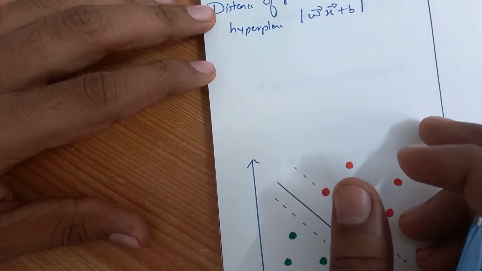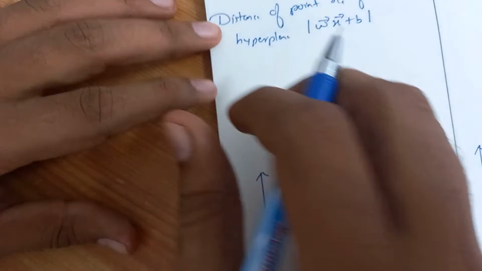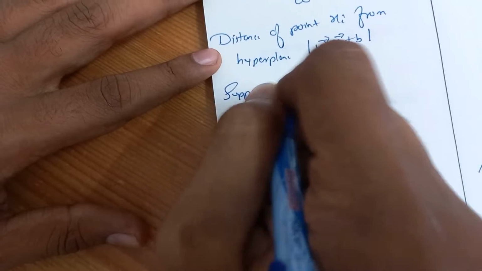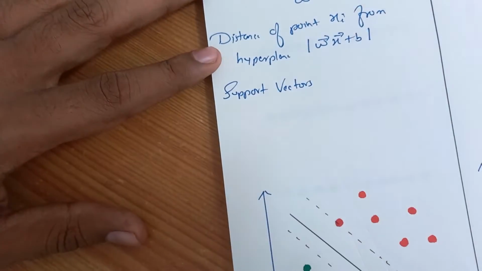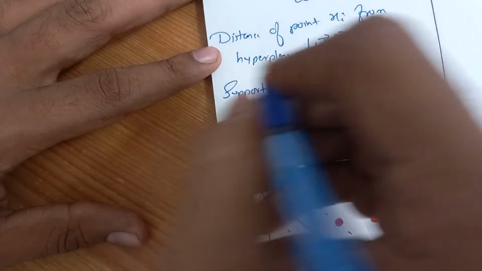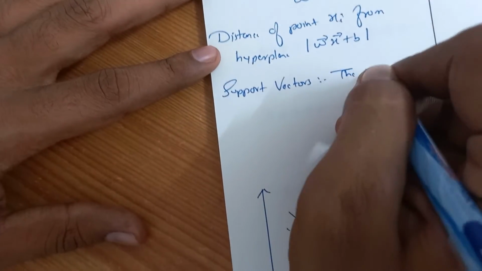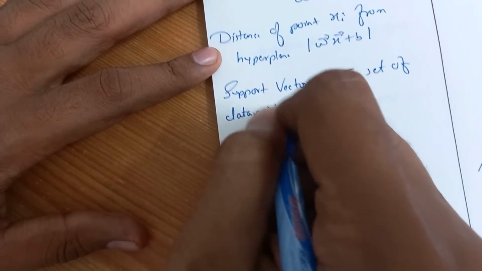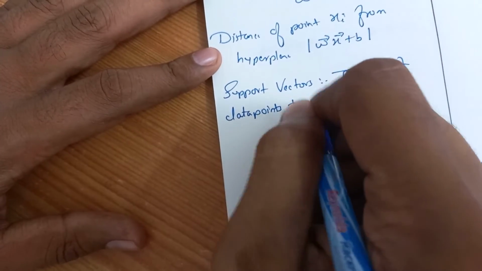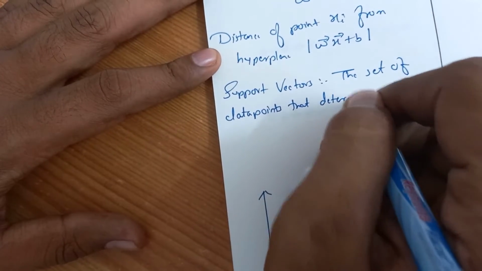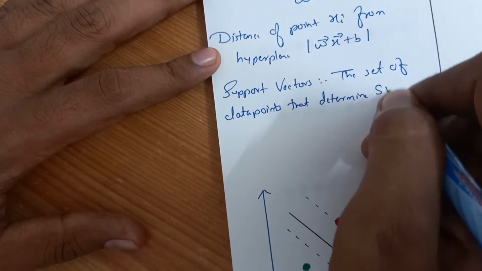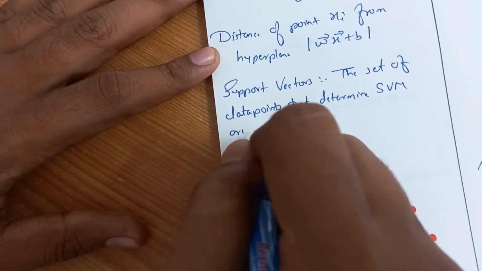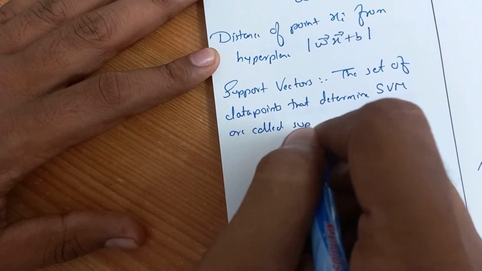why the algorithm has been called support vector machine, I'll tell you why. Okay, pay attention. Support vectors, when I say like that, that is vectors, nothing but a collection of points, a set of data points. So the set of data points that determine SVM are called support vectors.